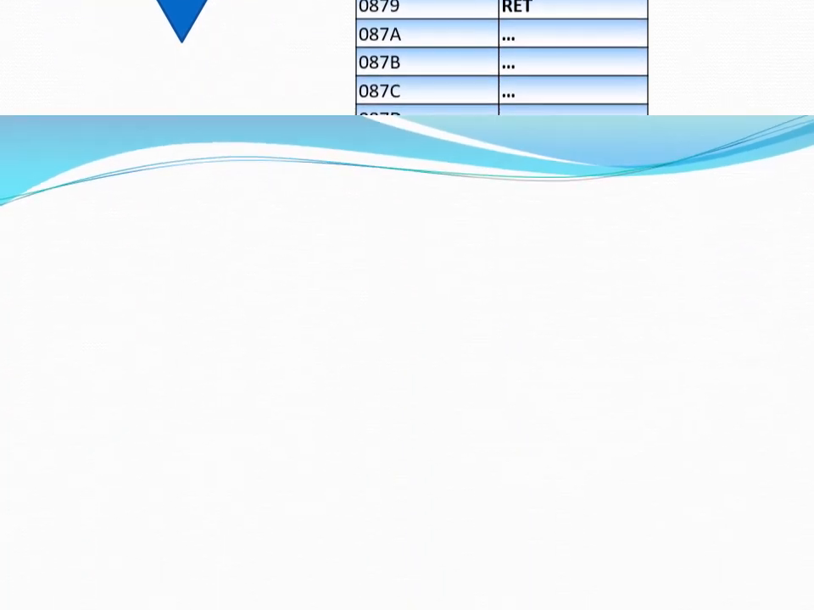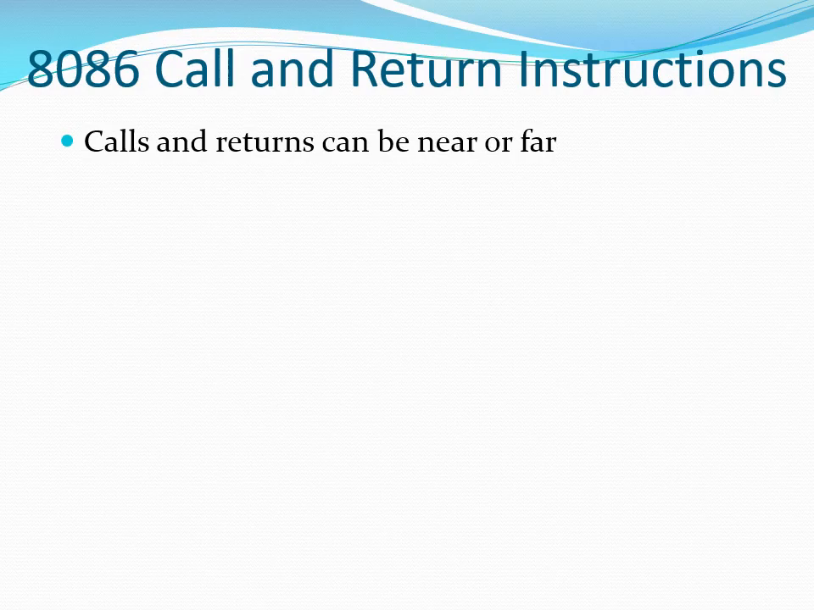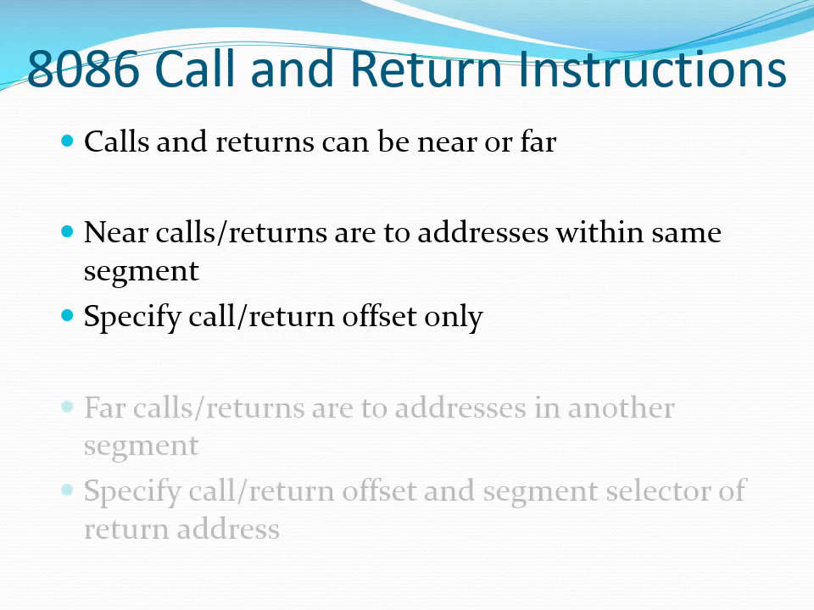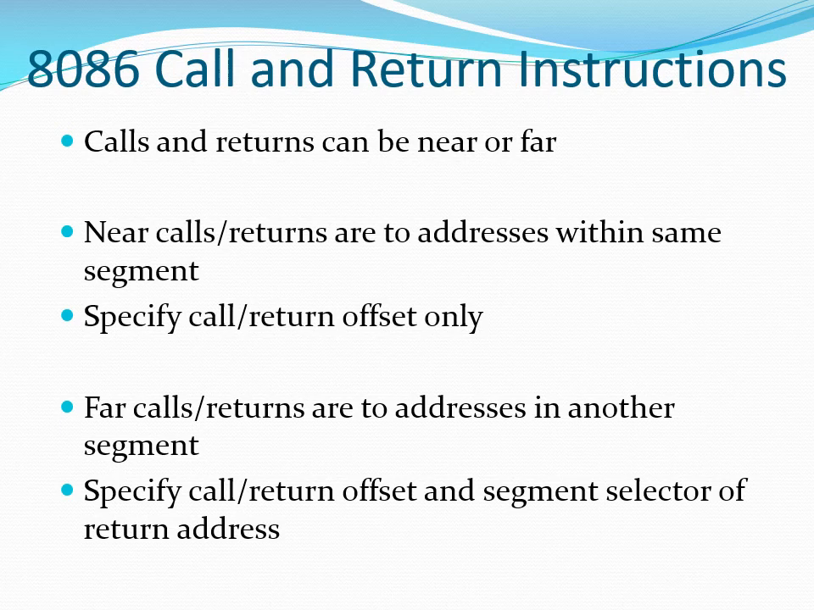In the 8086, calls and returns can be classified as near or far. Near calls and returns are calls and returns to addresses within the same segment. Only the call or return offset needs to be specified. Far calls and returns are calls and returns to addresses in another segment. There is need to specify both the call or return offset and the segment selector of the target segment.